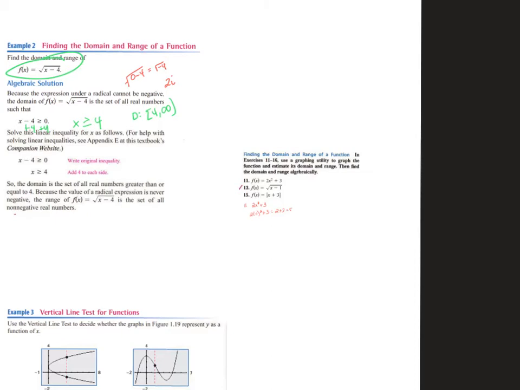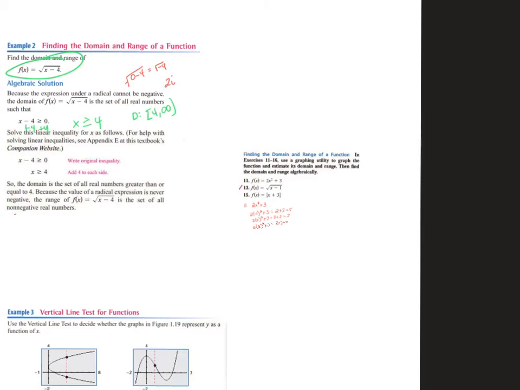What if I plug in 0? Well, 2 times 0 squared plus 3, 0 plus 3 equals 3. Okay, that's a good answer. All right, what about a positive number like 2? So 2 times 2 squared plus 3. Well, 2 squared is 4, 4 times 2 is 8, 8 plus 3 is 11.